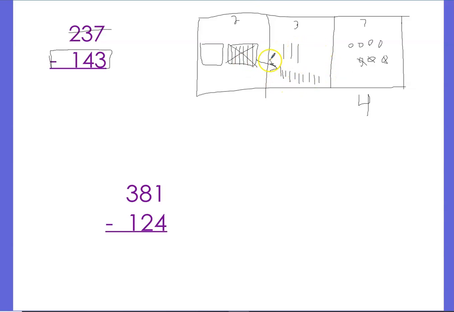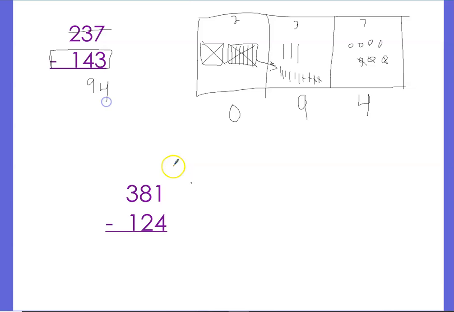Okay, so now do I have enough to subtract 4? I do, right? So I can go 1, 2, 3, 4, and let's see how many we have left over. 1, 2, 3, 4, 5, 6, 7, 8, 9. Okay, I had 9 left over. And now I move over to my hundreds. So I have 100 minus 100, so I have to take that away. And then I have 0 left in my hundreds place. So my answer is 94.